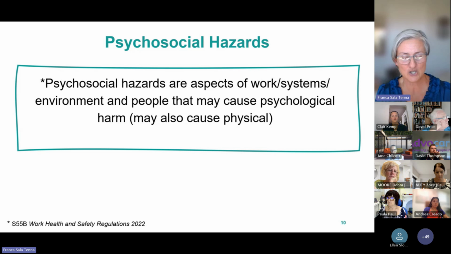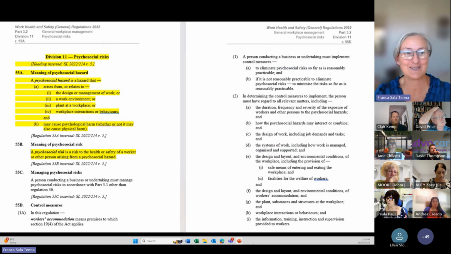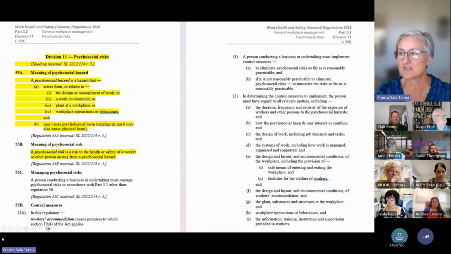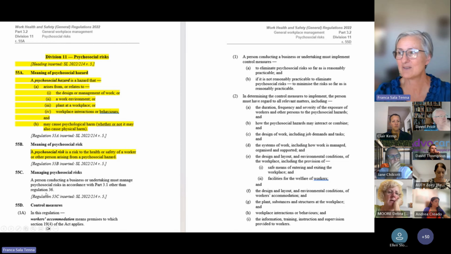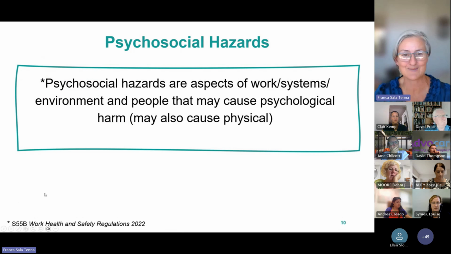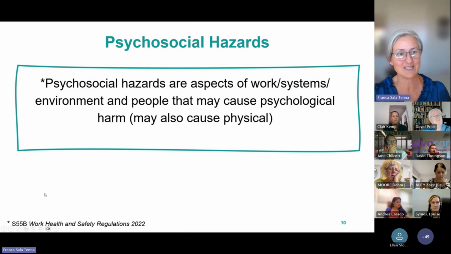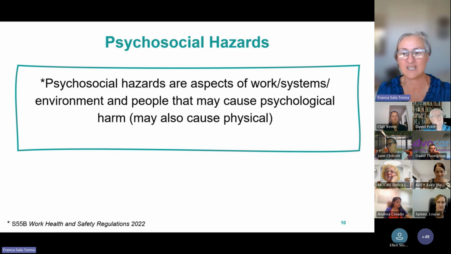So the definition on the screen, that is actually the definition. So I was like, where does that definition come from? It comes from section 55B of the Work Health and Safety Regulations. And I actually did a screenshot of the regulations so that you can see. It actually defines psychosocial hazards really simply. It's stuff in your environment that can result in psychological harm. So don't you love a lawyer who comes up with the legal term stuff in your environment? But that's a really simple way of thinking about it.